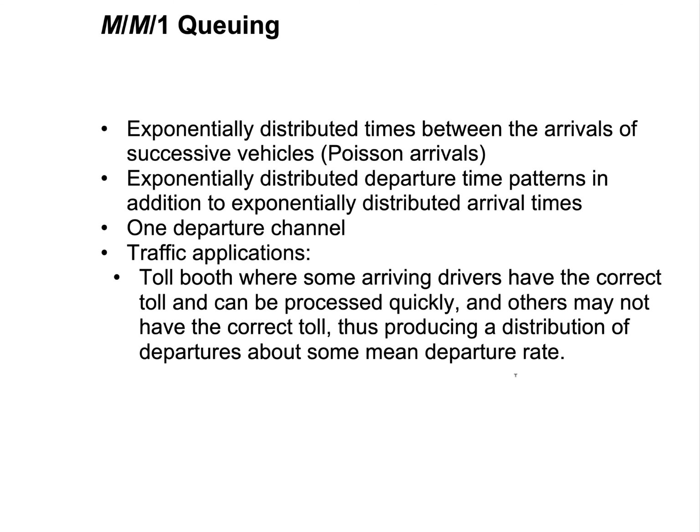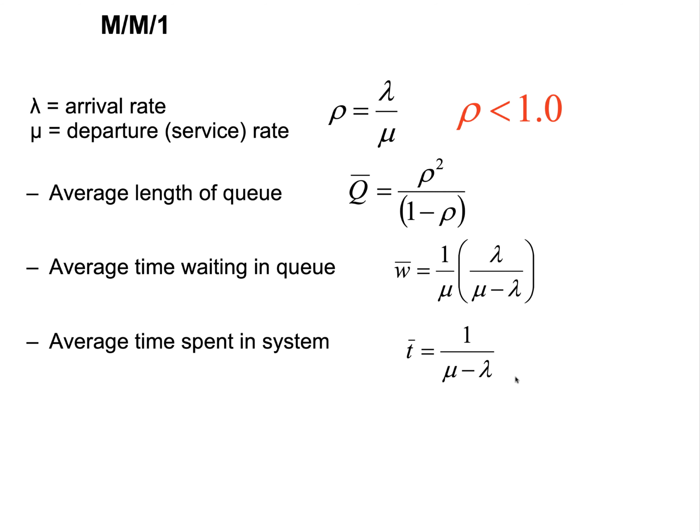So if you're called upon to calculate these, these are the equations you can use. MM1, where you have stochastic arrivals and stochastic departures, but still one channel. There are exponentially distributed times between the arrivals of successive vehicles, and it's the same thing we just talked about, Poisson arrivals. And the departure time patterns are also exponentially distributed, and there are some traffic applications, including at toll booths. Of course, most tolls are being paid electronically now, but sometimes there's a cash lane, and some drivers may have the correct change and can be processed quickly, and others may not.